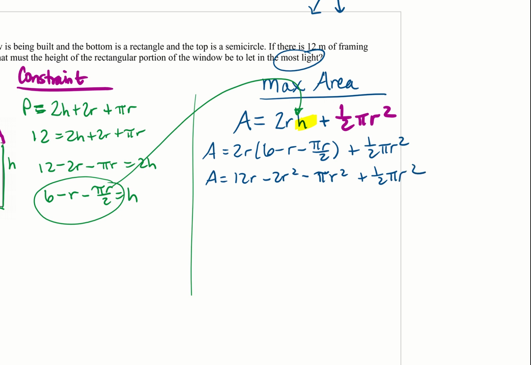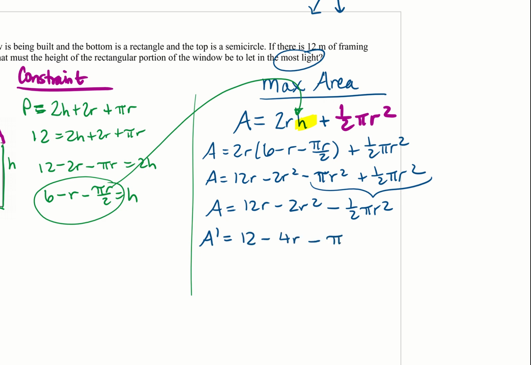Just double checking because I have made a large number of errors on this video, so I'm trying to see if I can verify this before I move on. I've got some like terms here that I'm going to simplify before I take my derivative. So this would be minus 1/2 pi r squared. And now I will find the derivative of A, which is 12 minus 4r minus pi r. And I would like to set that equal to 0 and solve this.